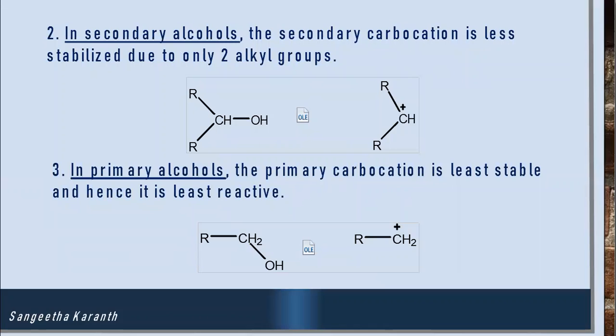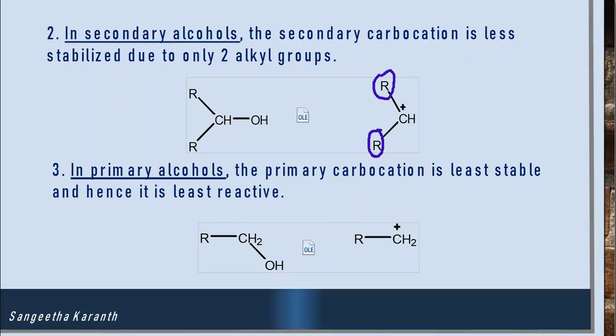What about the secondary carbocation? We know that in secondary carbocation, there are two electron releasing R groups. The stability is a little less than the tertiary carbocation. Because of this, the ease of formation of this secondary carbocation is not as high as that for tertiary carbocation. So here the turbidity occurs after some time.